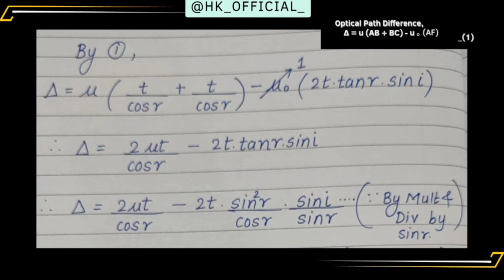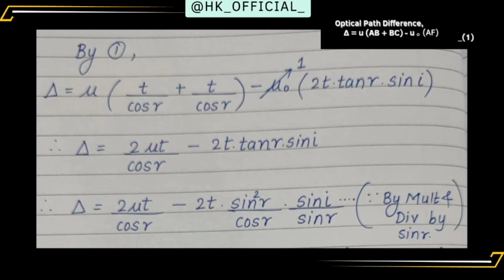So delta will be equal to mu times AB and BC, which we have found out. It was T upon cos R plus T upon cos R, this is the value of AB and BC, minus mu naught AF. The AF value we got is 2T tan R sin I. Mu is the refractive index, and mu naught is the refractive index of air, which is nothing but 1. So just keep it as 1, and then delta will be equal to 2 mu T upon cos R minus 2T tan R sin I.